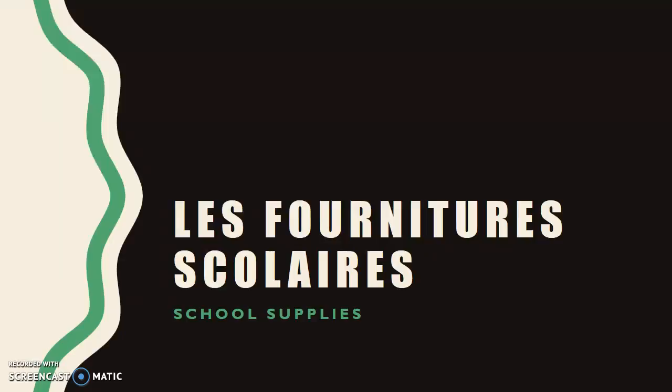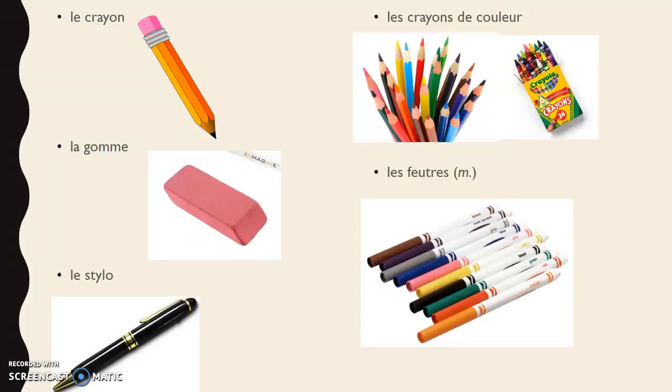Ensuite, les fournitures scolaires. What do we need when we go to school? So some supplies. Le crayon. So here's another false cognate, or we call a faux ami, a false friend. So I did give you the definition for actual crayons. We call them les crayons de couleur. And so les crayons de couleur can refer to either colored pencils or crayons in French.